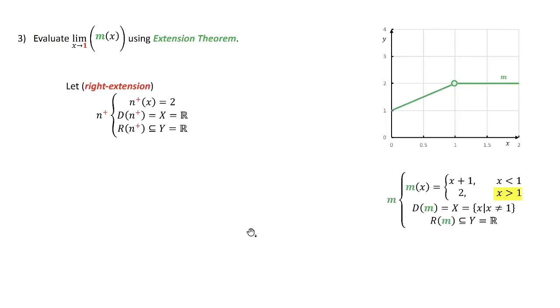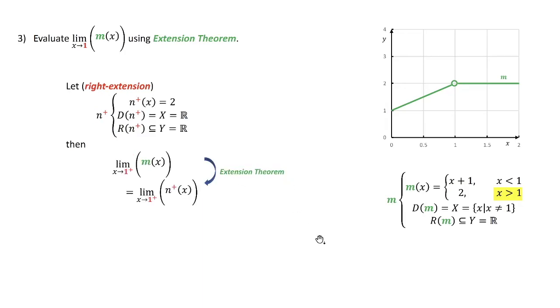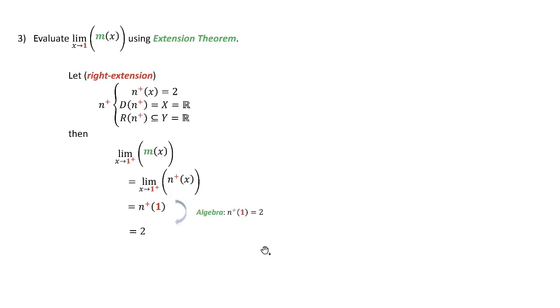And I do exactly the same thing now on the right. I just define the extension. Again, the rules match and everything. So the rules are the same for x greater than 1. The extension is a polynomial. 2 is a 0th order polynomial, and so it's point continuous. I apply the extension theorem, which says the limits are the same. It's point continuous at 1, so I plug in, and I evaluate it, it's 2.